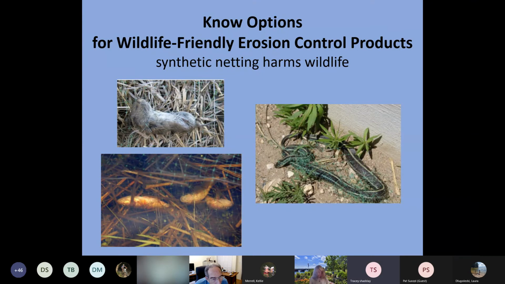The bioengineering methods really protect property from waves and erosion while filtering stormwater to the lake and restoring wildlife habitat. So it's really important to know the options for wildlife-friendly erosion control products. We point this out during those trainings, as well as cover the science and the engineering of shoreline BMPs.